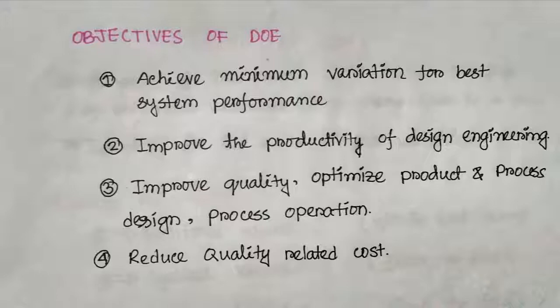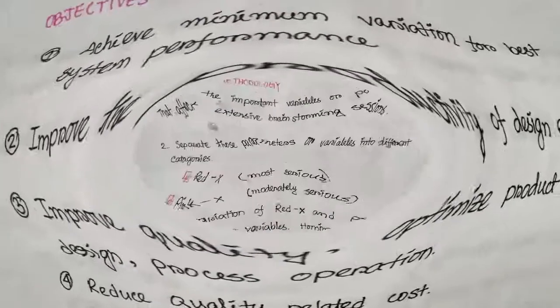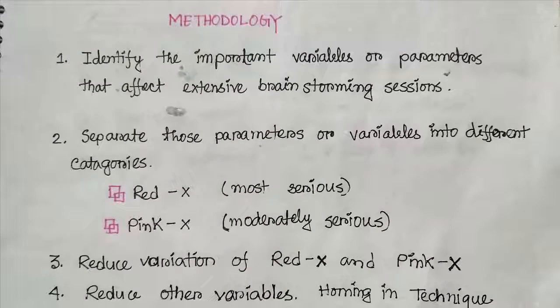So how could we find out the variables? What is the methodology? At first we have to identify the important variables by brainstorming, by thinking and so on. Then we have to separate them into two groups called red X and pink X. The red X are very important and directly affect quality, and pink X are moderately serious but they also affect quality.